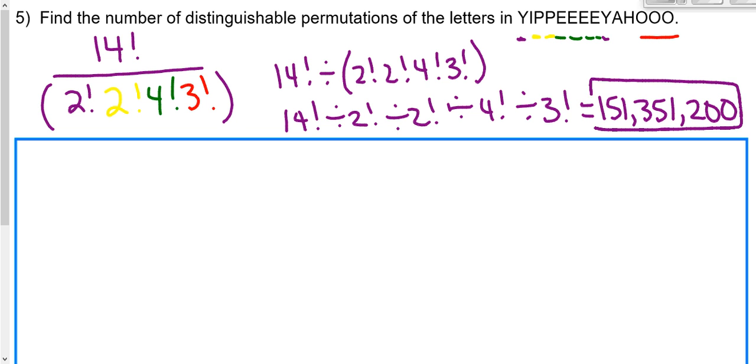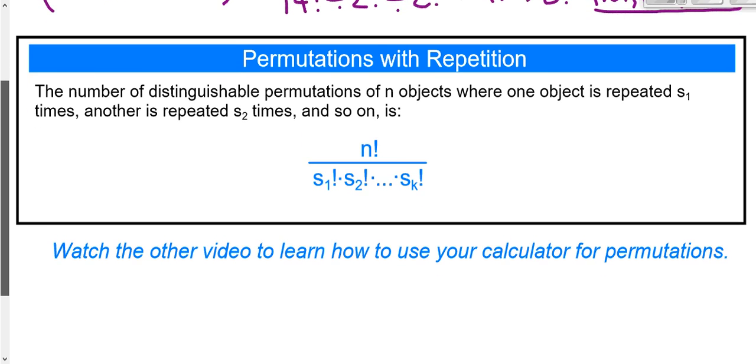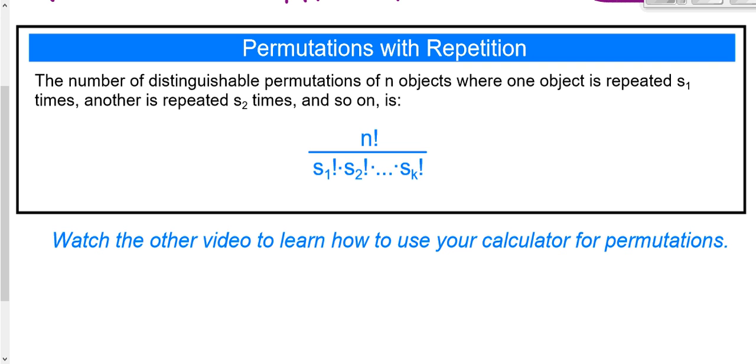Well, yippee yahoo. Okay. So then we have a formula for this. They're called permutations with repetition. The number of distinguishable permutations of n objects where one object is repeated s sub 1 times, another is repeated s sub 2 times, and so on, is n factorial divided by all those repeats' factorials. Okay? There we have it.